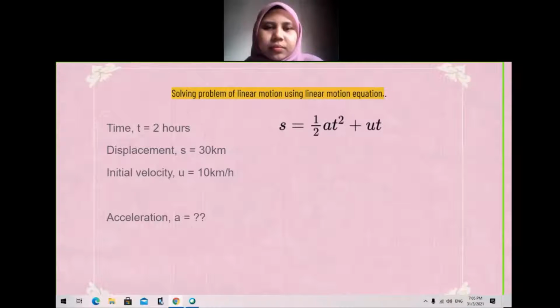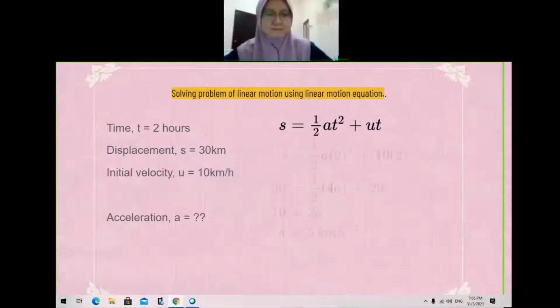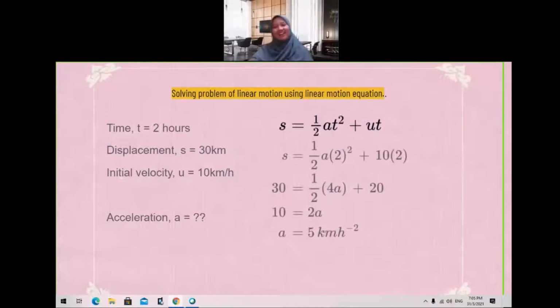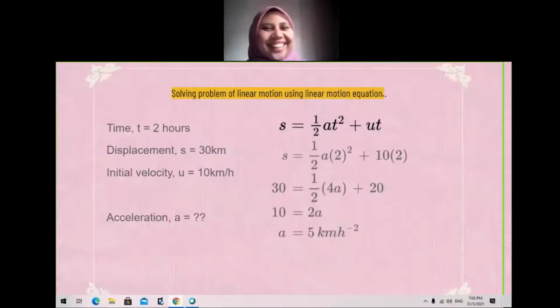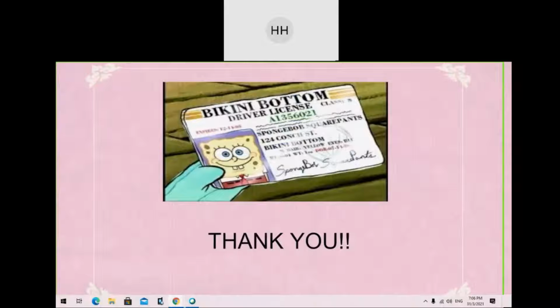Yes, the formula is displacement S equals half AT squared plus UT. We have displacement, we have time, and also we have initial velocity. We only need acceleration. So when we calculate this, we will get that acceleration is 5 kilometer per hour squared. So SpongeBob has got his driver license and he said thank you.